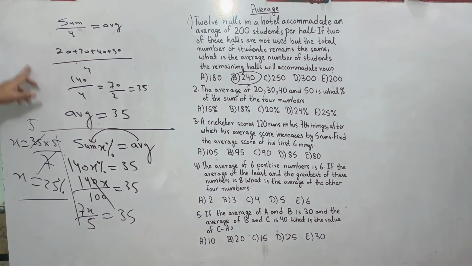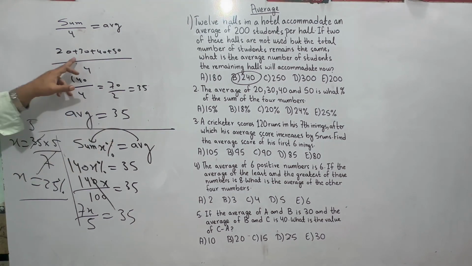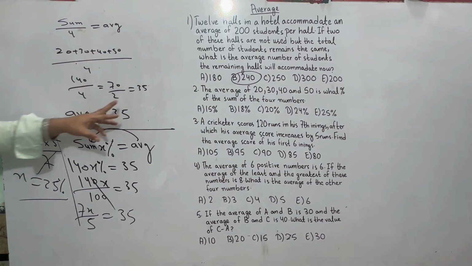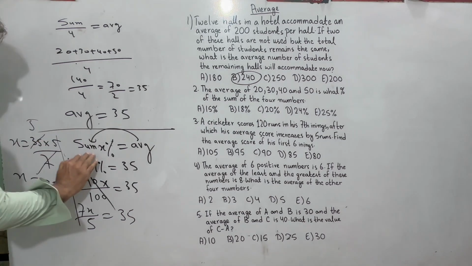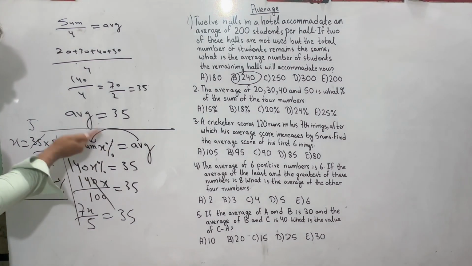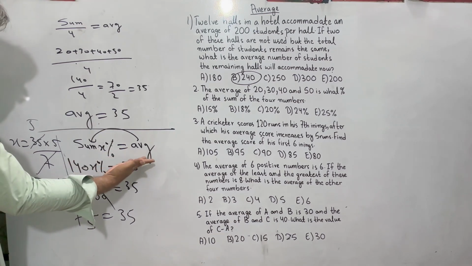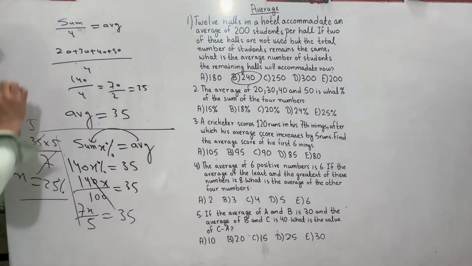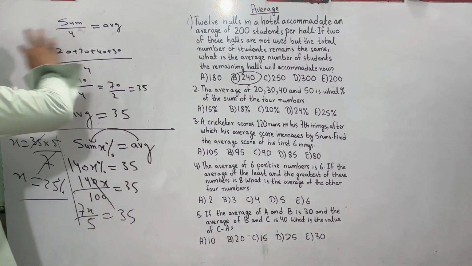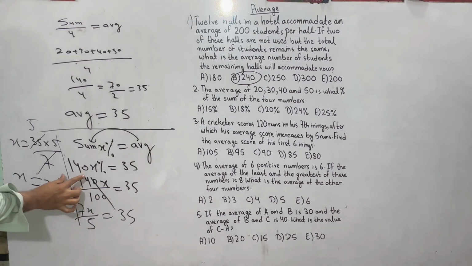First we have calculated simply the average: 20 plus 30 plus 40 plus 50 divided by 4, so the average is 35. Now we have been asked, what percent of the sum of the four numbers is equal to their average? The average we have calculated is 35. We have the sum of the four numbers, that is 140.